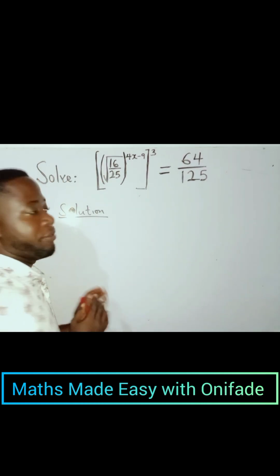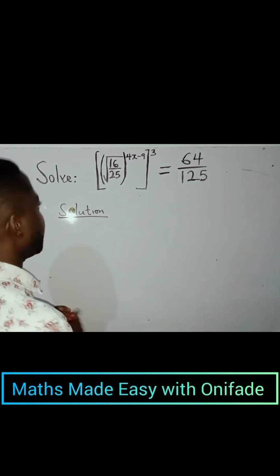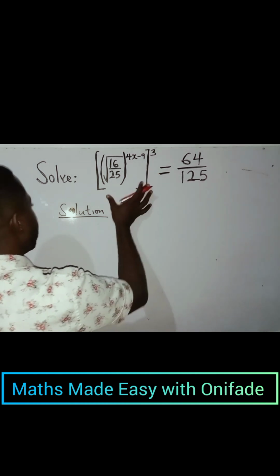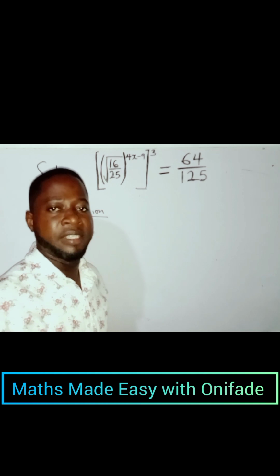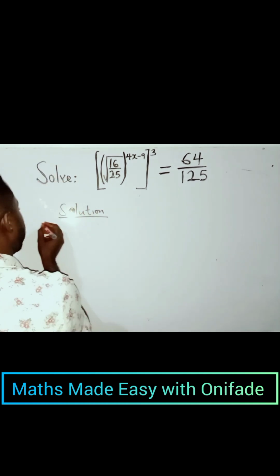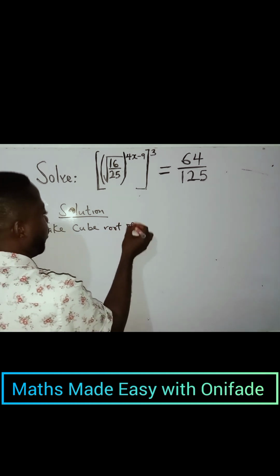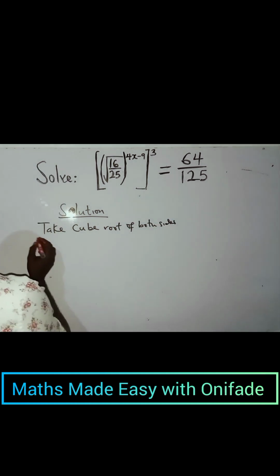Now, in order to solve this, the first thing we have to do is to eliminate the power of 3 here. In order to do that, we are going to take cube roots of both sides, because to eliminate the power of 3, you need to take cube roots. So let's do that. Take cube roots of both sides.